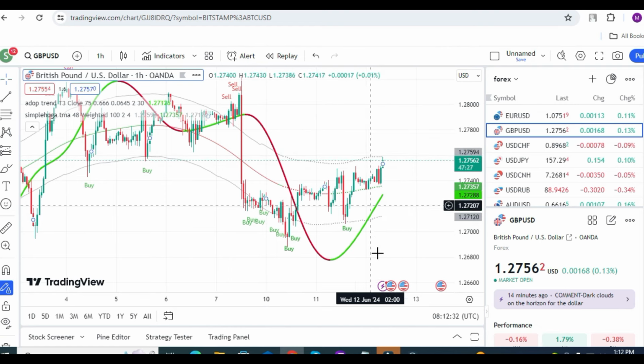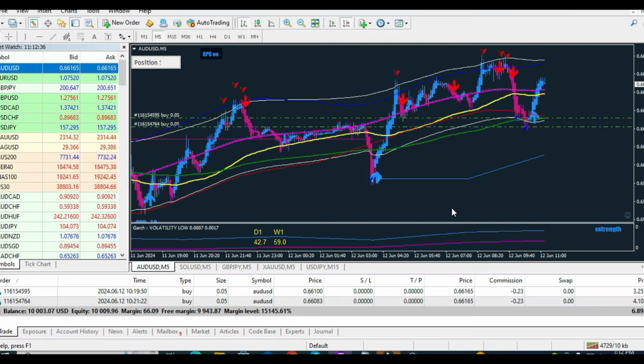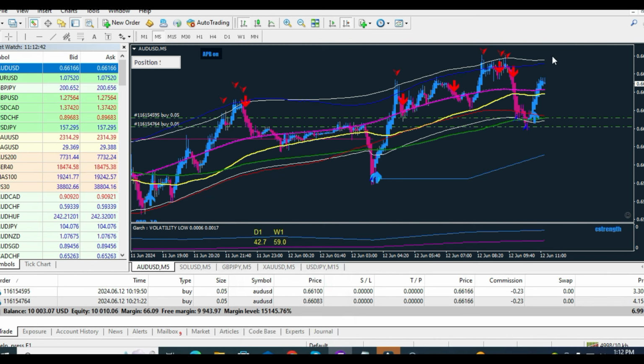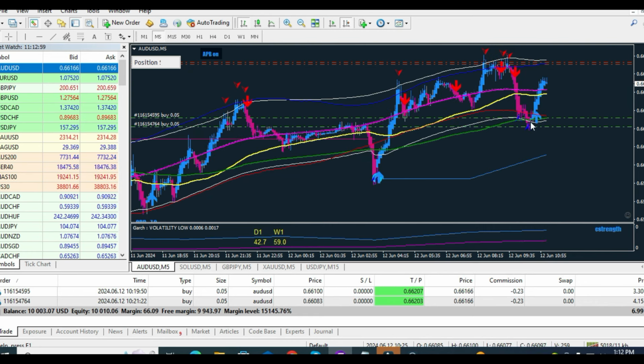Okay, let me show you MT4 as well. It's in progress and I did not book the profit yet. Hopefully soon we will book the profit. Actually, we need to book the profit at this point, and the second one, we need to book the profit here. So that is not a difficult task. We easily book our profit.